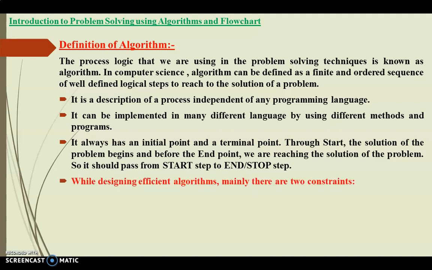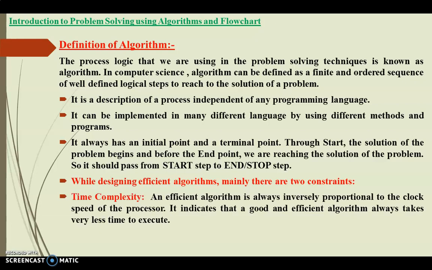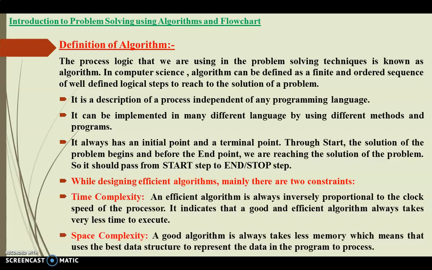Two things have to be considered while designing an algorithm: one is time complexity, and the second is space complexity. An efficient algorithm will take less time as well as less space. It will take less memory, handling the problem with a minimum number of variables. It may execute fast. The faster the algorithm, the more efficient it is. It will execute in very few steps, in shorter time, so it is inversely proportional to the computer's clock speed.